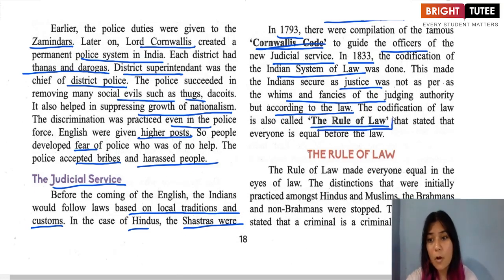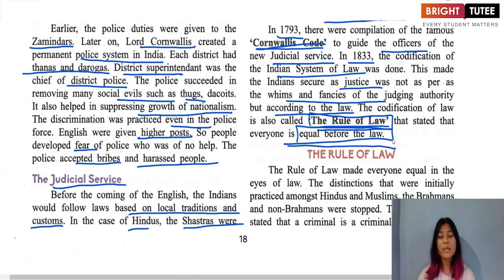Now, the rule of law, what it means is that everyone is equal before the law. So, even if you are British, even if you are Indian, does not matter. The rule will be the same for both the British and the Indian, and the law would be equal. Okay, the law would be the same, and everyone would be treated irrespective of the color, the race, the religion, irrespective of the language people speak, they would be treated equally. So this is what the rule of law meant.